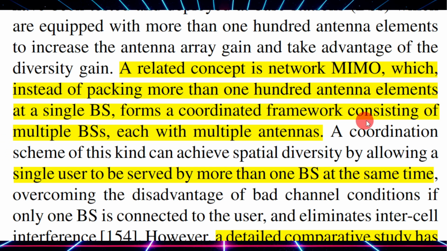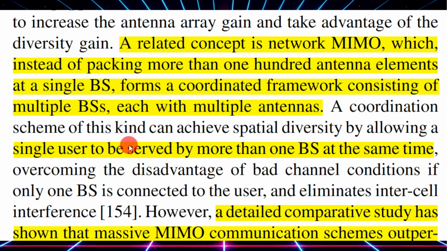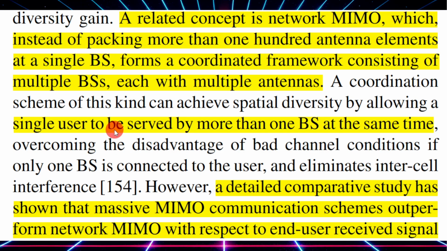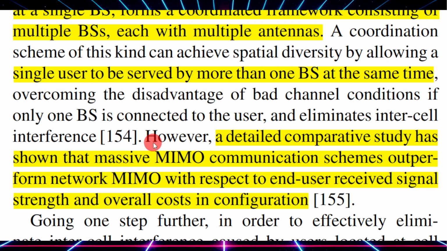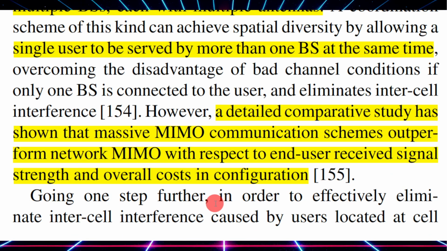forms a coordinated framework consisting of multiple base stations, each with multiple antennas. A coordination scheme of this kind can achieve spatial diversity by allowing a single user to be served by more than one base station at the same time, overcoming the disadvantage of bad channel conditions if only one base station is connected to the user, and eliminates inter-cell interference. However, a detailed comparative study has shown that massive MIMO communication schemes outperform network MIMO with respect to end-user received signal strength and overall cost and configuration.